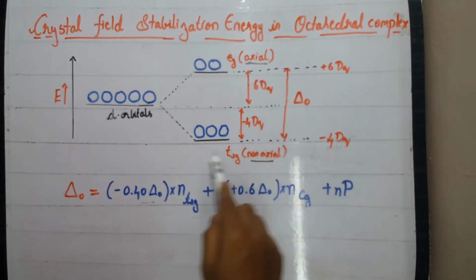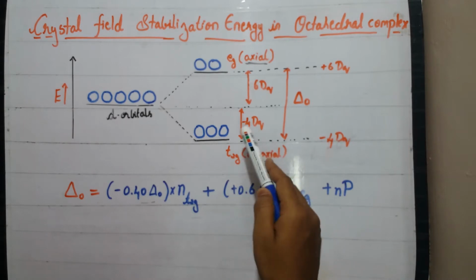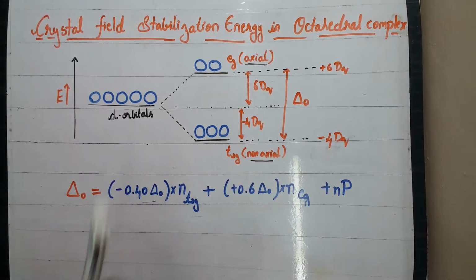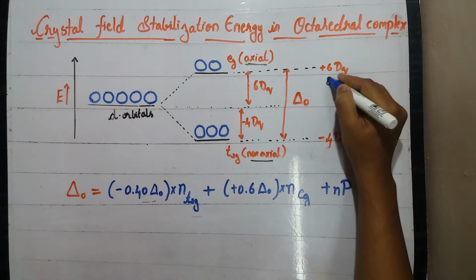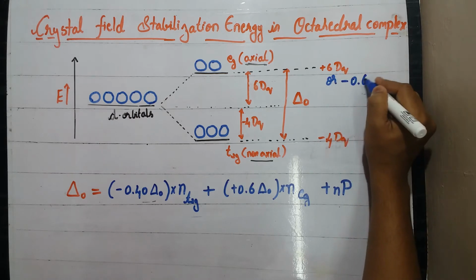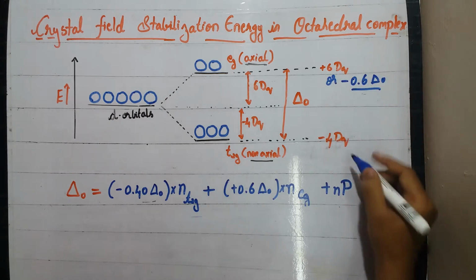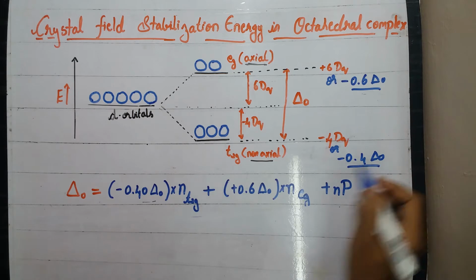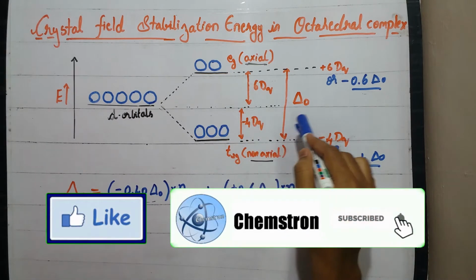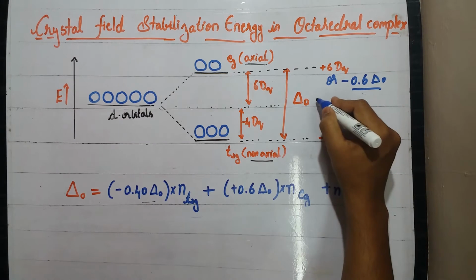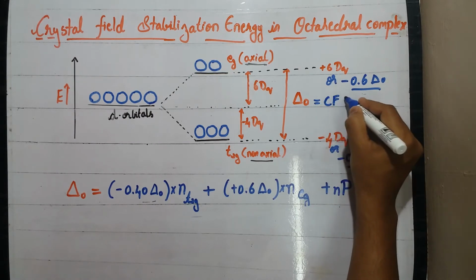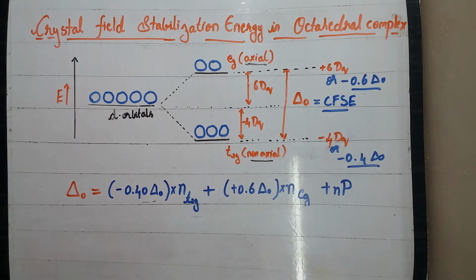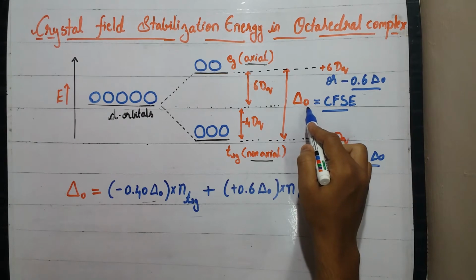Now the energy of the T2g is minus 4 Dq and the energy of the Eg energy level is plus 6 Dq. So this can also be written as minus 0.4 delta naught, and this can be written as plus 0.6 delta naught. So the whole splitting energy is represented by delta naught, which is known as the crystal field splitting energy in octahedral complex. So this O refers to the octahedral complex.